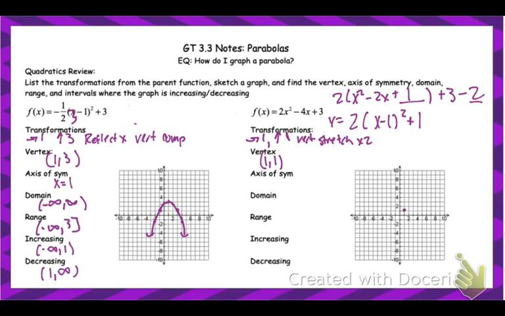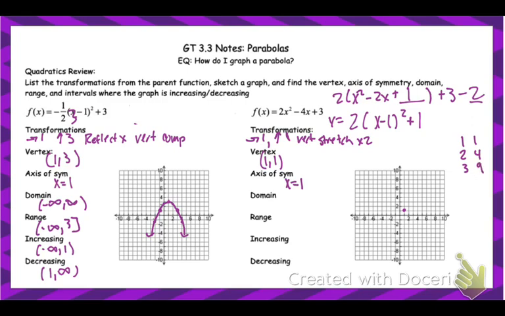So we'll go ahead and plot that. And then my axis of symmetry is going to be at x equals 1. So now again, we know this is going to be a parabola. We know it's going to open up. We know the parent function typically goes through (1, 1), (2, 4), and (3, 9).